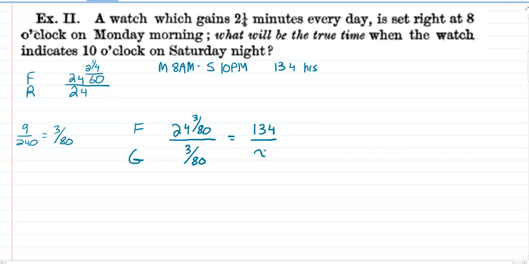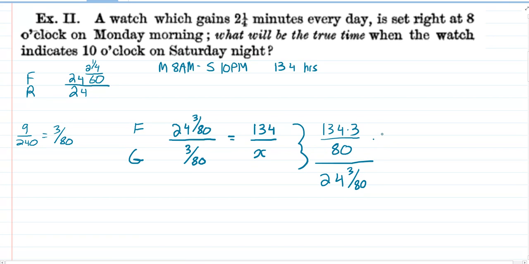So I'm going to create a proportion like this. What is this going to tell me? That's going to tell me when the fast clock went 134 hours, how much was gained. So create a proportion. This times this, I get 134 times 3 over 80. And I have to divide the entire thing by 24 and 3/80, right? You just cross multiply the proportion and then you get this.